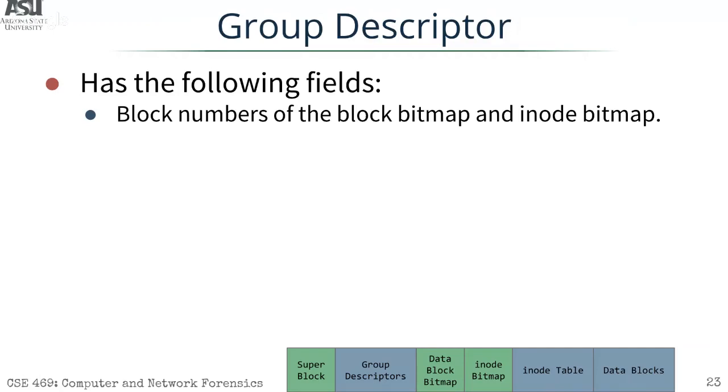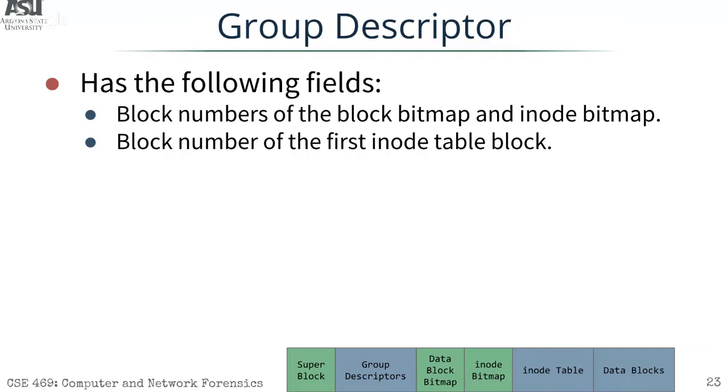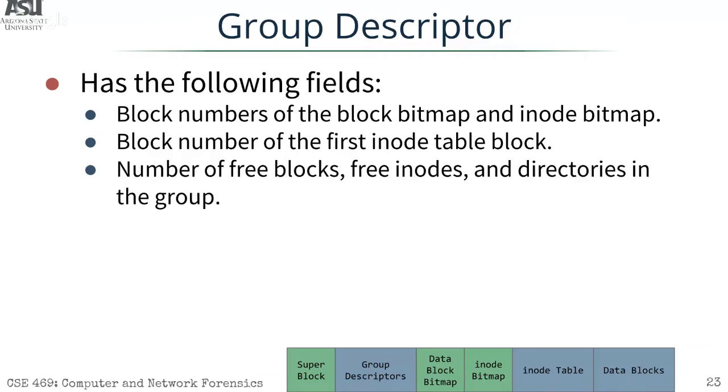Inside here, it tells you where this starts and where this starts, as well as the block number of the first inode table. So here, here, and here, and then you can calculate where this starts if you know this. It doesn't actually store that, but it does tell you the number of free blocks, the free inodes, and the number of directories in this group.